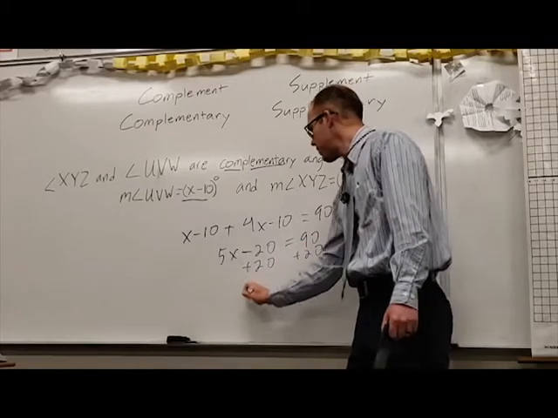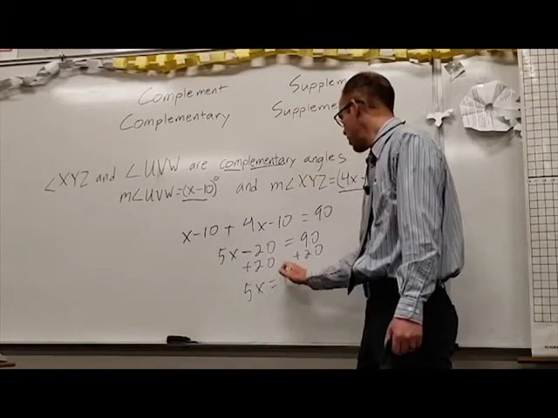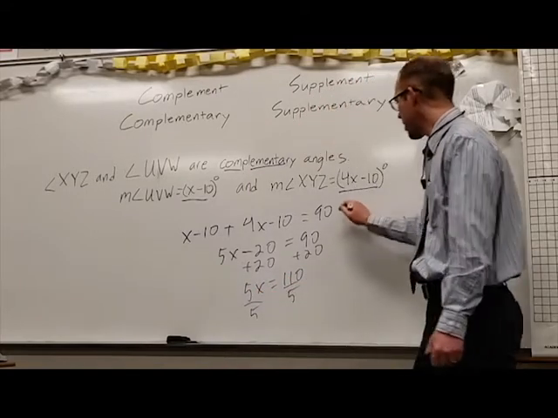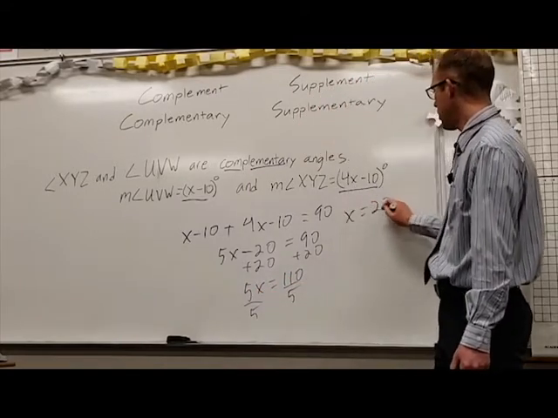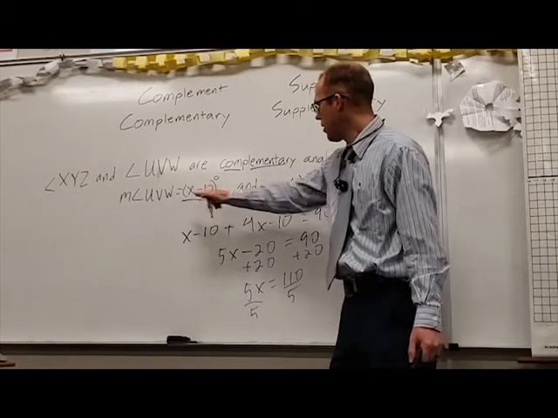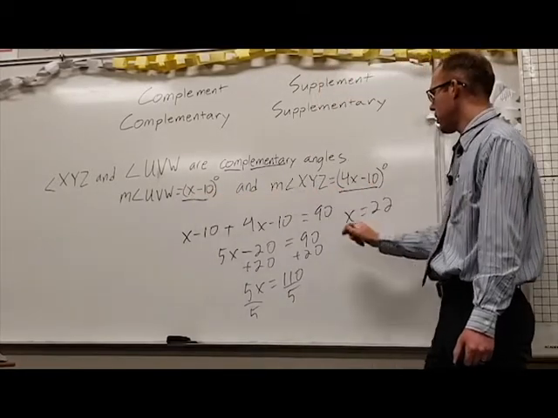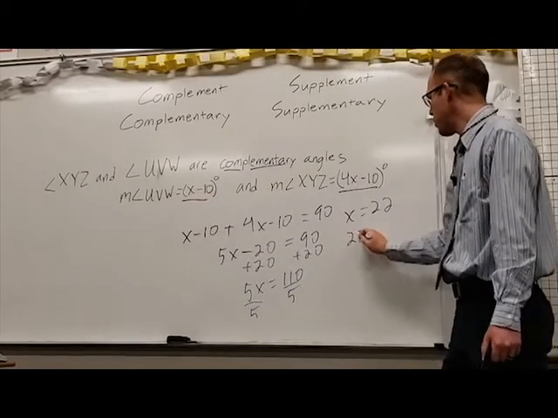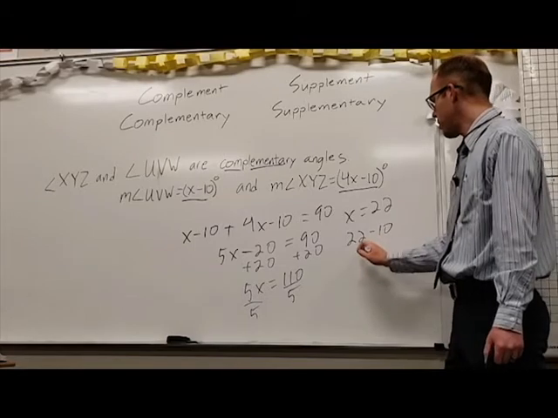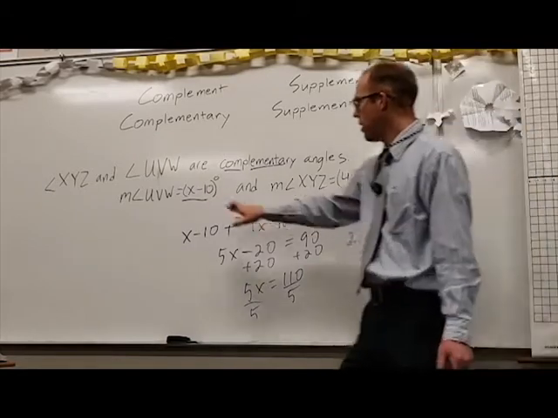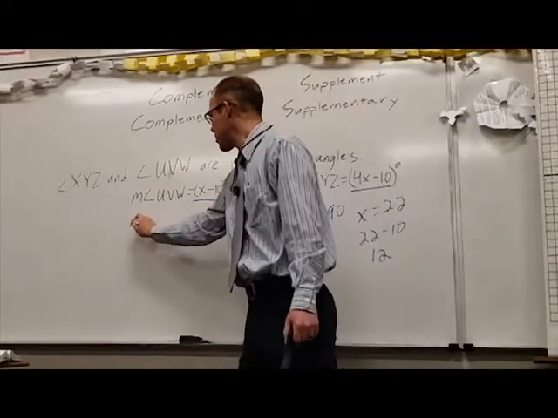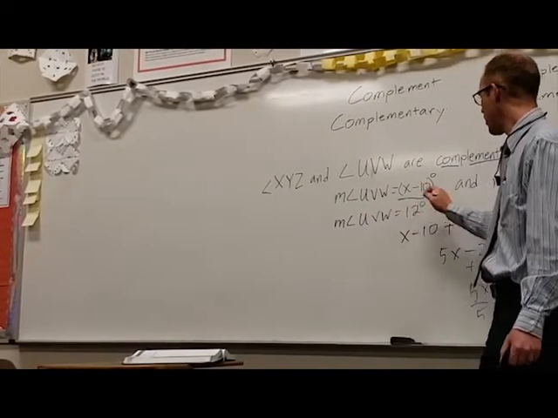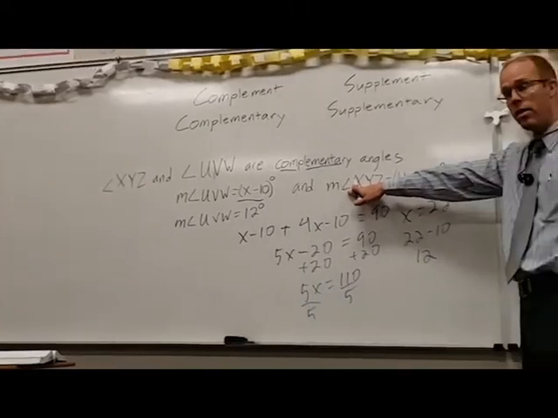So we get 5x equals 110. Divide by 5, and we get x equals 22. Let's plug that into here and into here, and figure out what those are. So we'll start here. We get 22 in place of x. So that gives us 22 minus 10, which is 12. So we think that this first one, the measure of angle UVW, equals 12 degrees. Let's figure out what XYZ is.